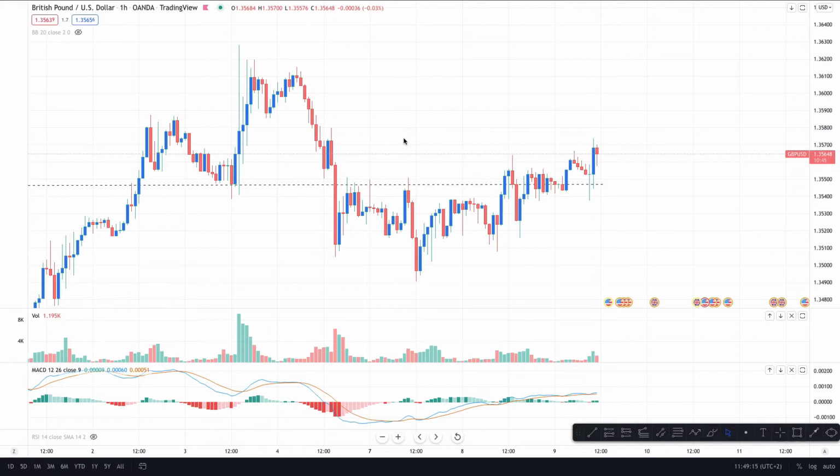Okay, today we are looking at GBP USD, the pound versus the dollar. We are on the 1 hour chart, and we are going to be discussing order blocks. What are they? How do we find them? And how can we use them to our advantage? Right, let's see what price did.